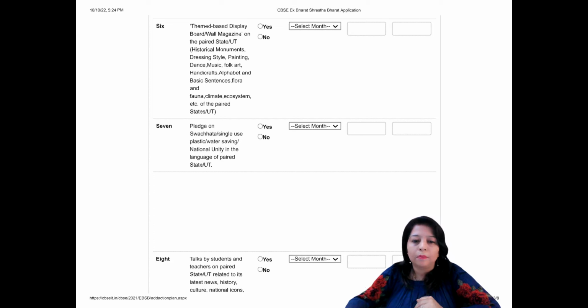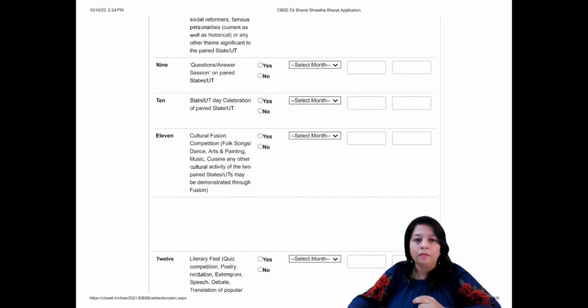The next is talks by students and teachers on the paired states related to its latest news, history, culture, national icons. This also can be conducted in social sciences and GK period also. So you can involve those teachers, right? So foundation to 8th standard, if we are having our GK, so GK teachers make sure you collaborate along with the social sciences teacher and we can conduct this activity in the classes. Right? Social reforms, famous personalities, current as well as historical. So I've already said social sciences and GK teachers can conduct this activity number 8.